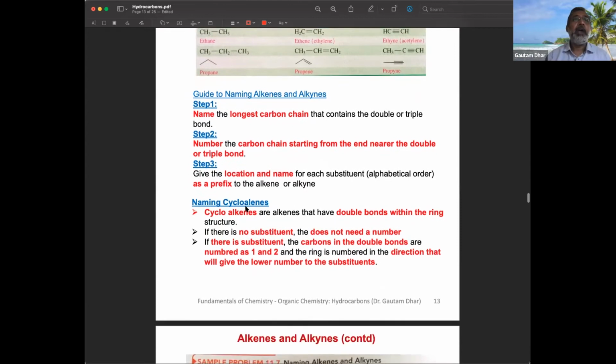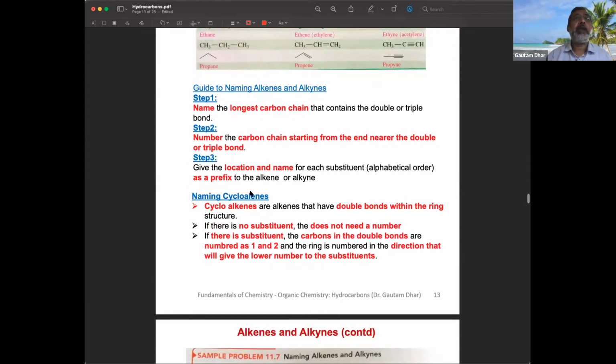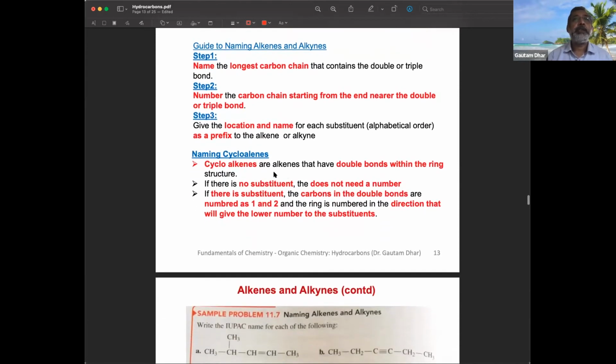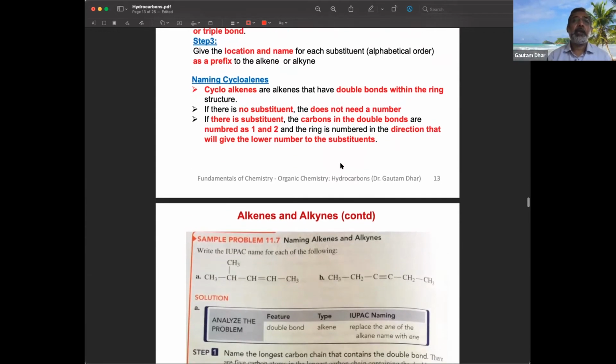For naming cycloalkenes, these are alkenes, that's a typo. Cycloalkenes have double bonds within the ring. If there is no substitution, you don't need to put a number. But if there is substitution, the carbons in the double bond are numbered as 1 and 2. Always start the numbering with the double bond contained within 1 and 2.